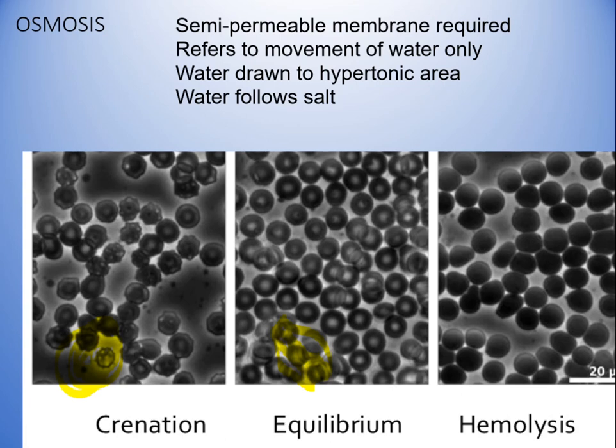Have you ever been bloated? You're actually dehydrated when you're bloated because you have so much salt in you. Okay, so the water was sucked out of these. This is called crenation. That's the word that we give to red blood cells when they shrivel.